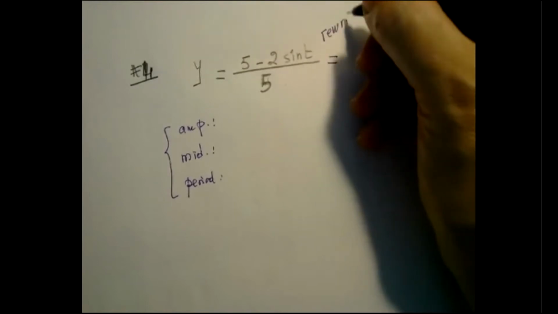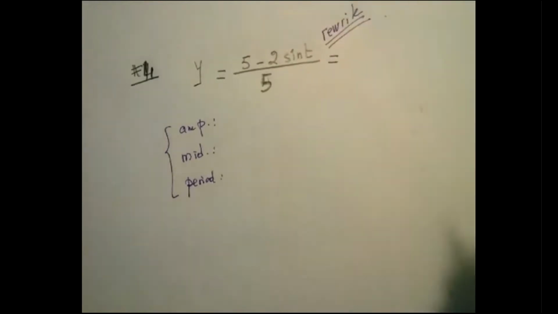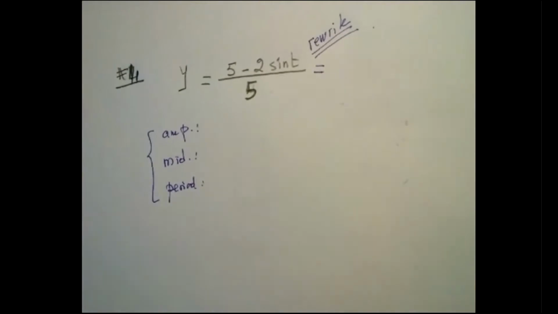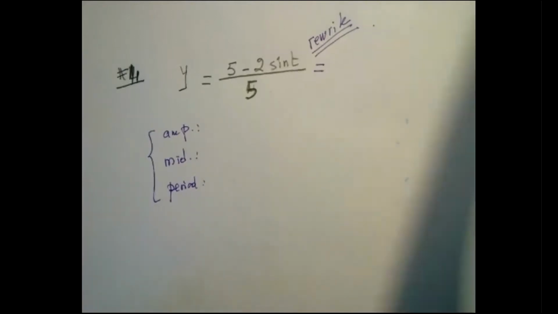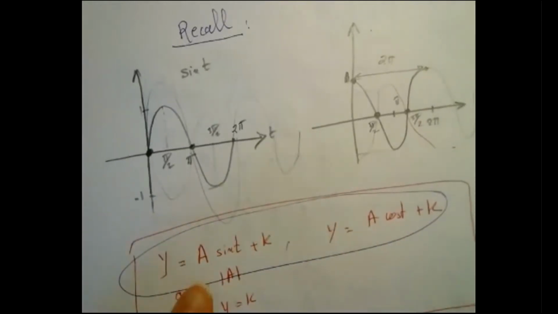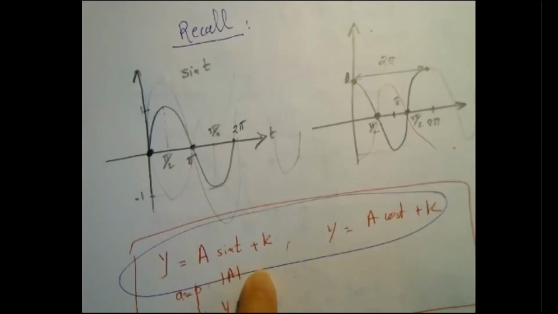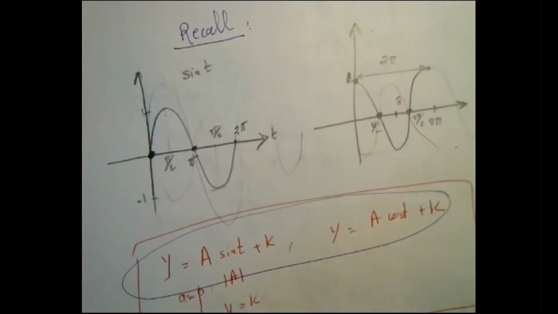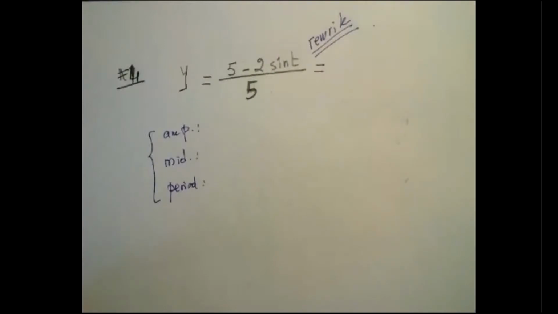And I'm giving you a hint as well. You have to rewrite it into a format which is a sine. You have to rewrite it into this format so you can read everything. So that's the format I'm after: A sine t plus k, or a cosine t plus k. Once you have it in this format, we can visualize what it's doing.